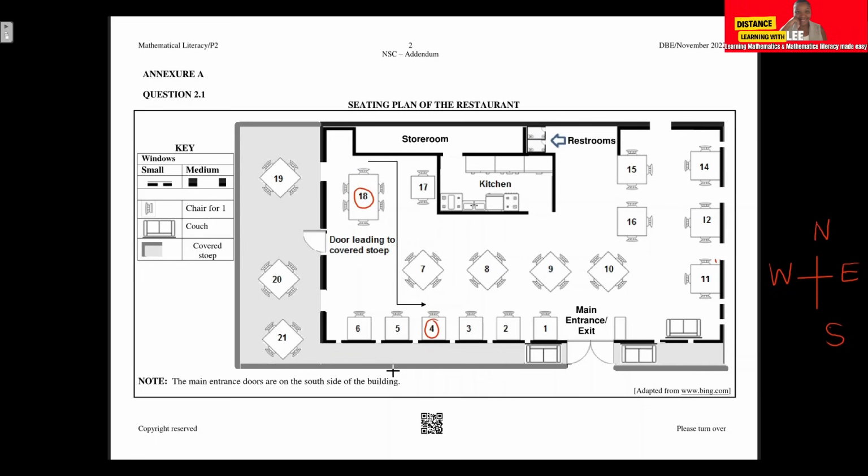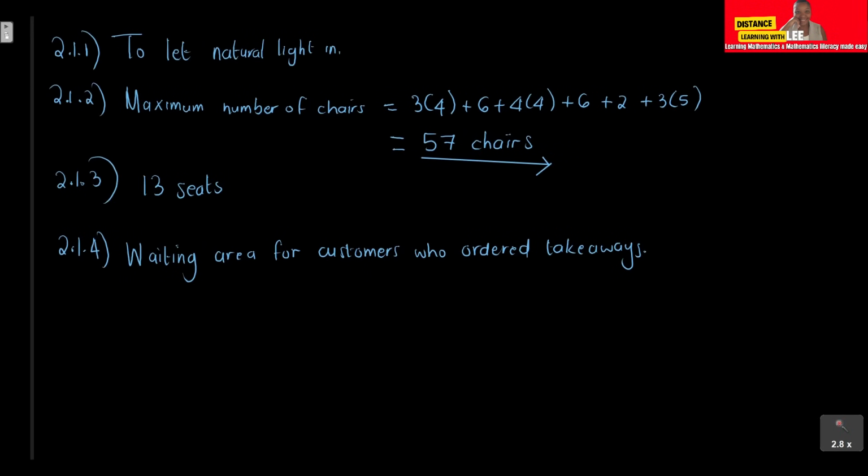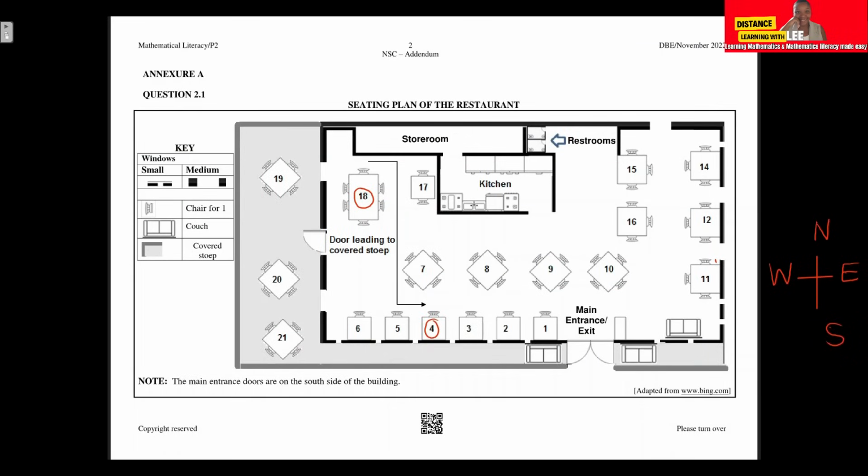We need to use compass directions to describe the path from table 18 to table 4, right? Already here, guys, I showed you how we get "Naughty Elephant Sprays Water", based on the fact that we were told that this wall here is the south wall. So if that is the south wall, then at the top we've got north, and you just move in a clockwise direction and say "Naughty Elephant Sprays Water".